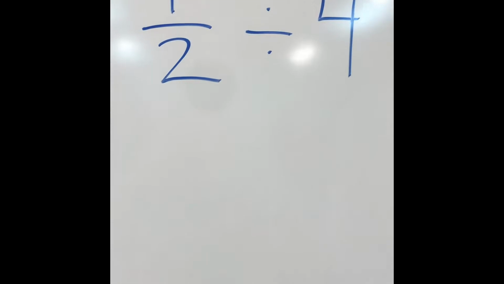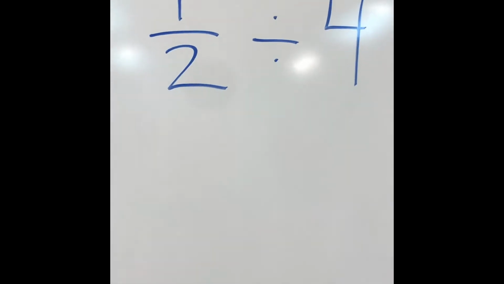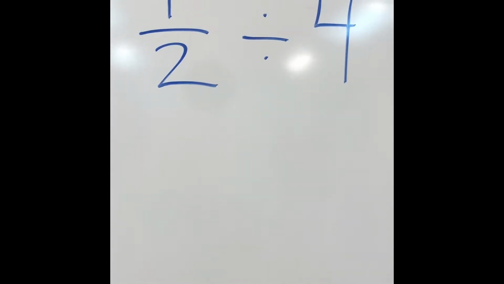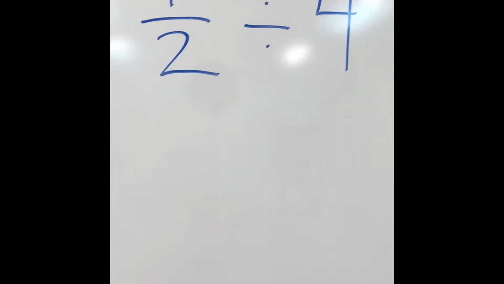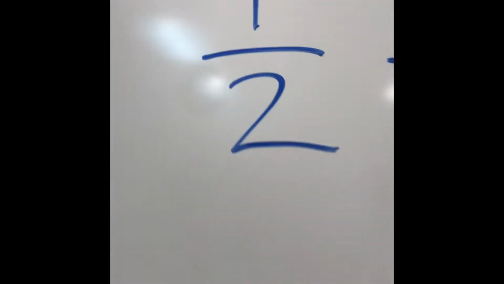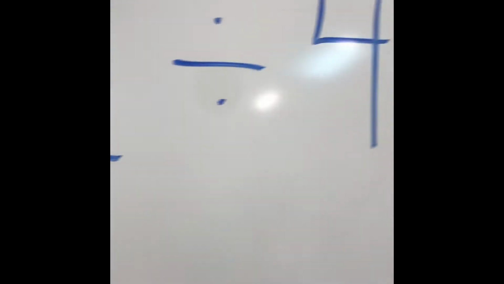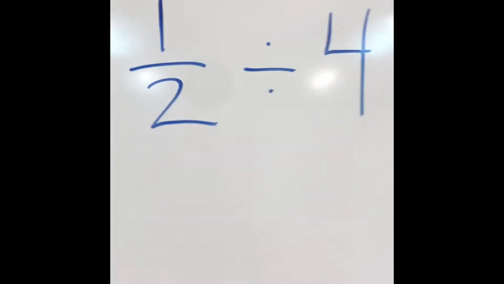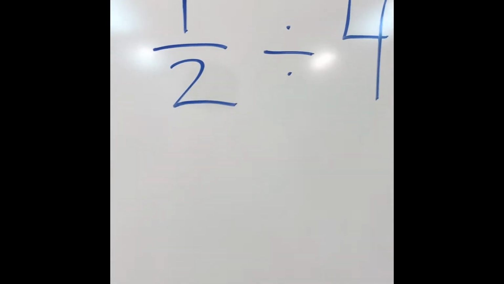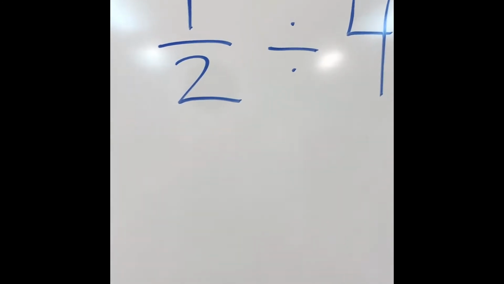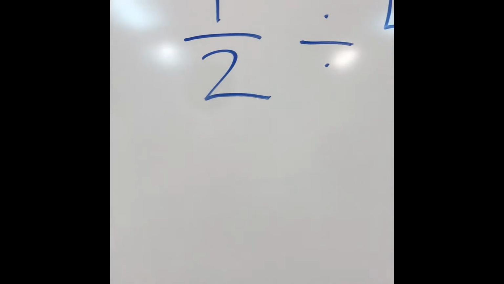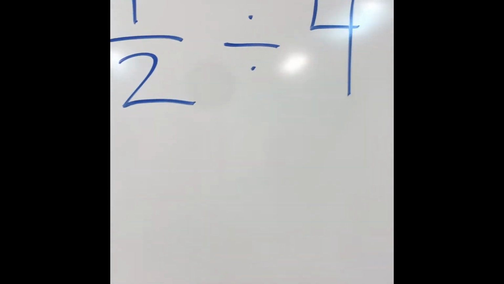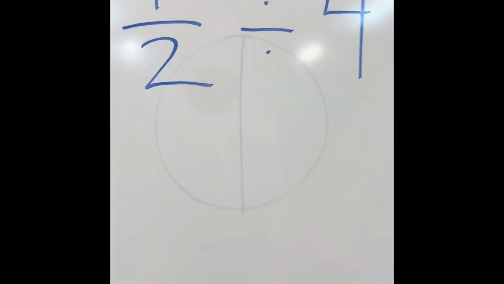When dealing with fractions and a fraction as a dividend with a whole number as a divisor, we first ask ourselves, if I have 1/2, can I make a group of 4? The answer is no. So what I do instead, if I have 1/2, I can split it into 4 equal groups. So we are going to do that.